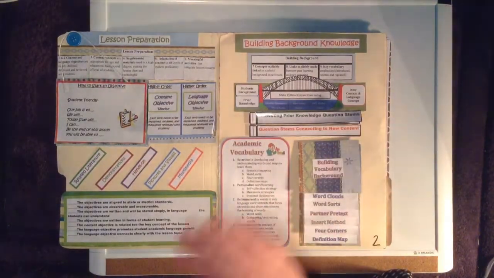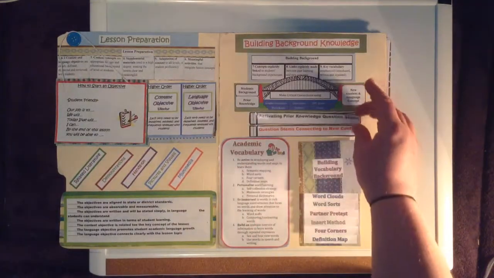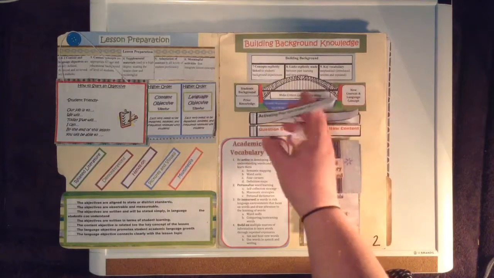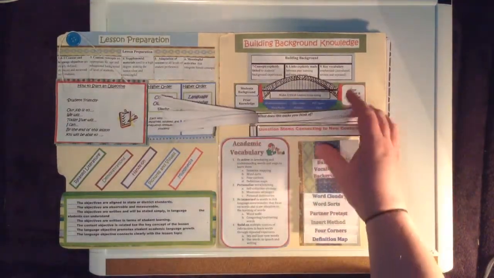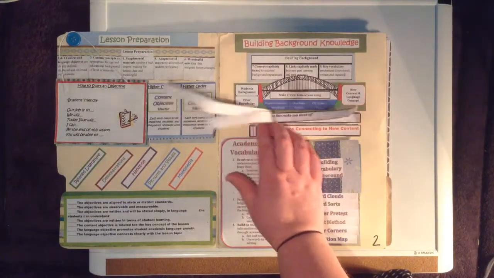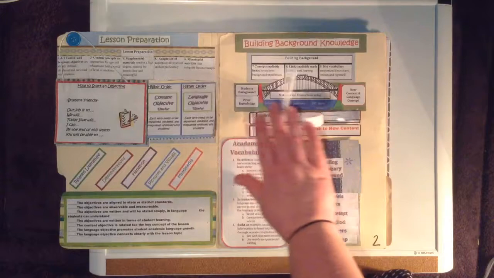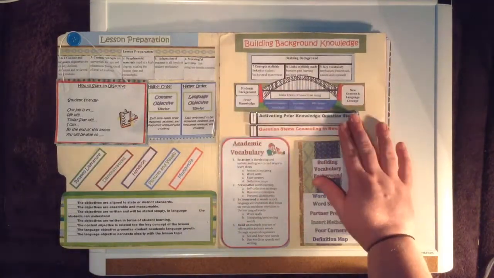So here are some sentence stems that I think are amazing for activating prior knowledge questions. So let's look at some of these. What does this make you think of? How is this something you've done before? Who remembers? And this is just really awesome question stems.